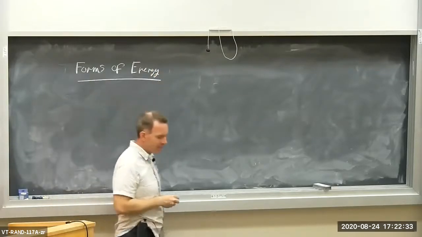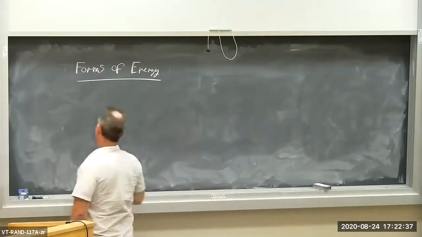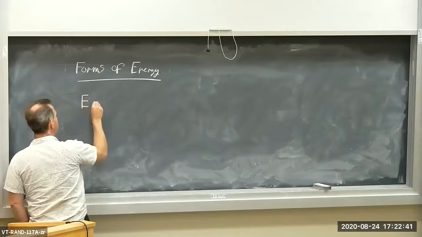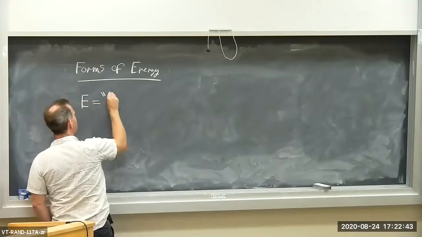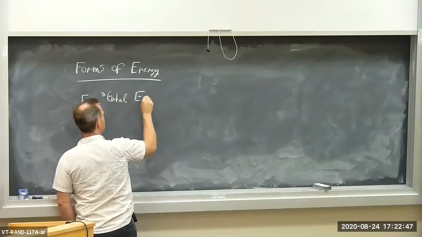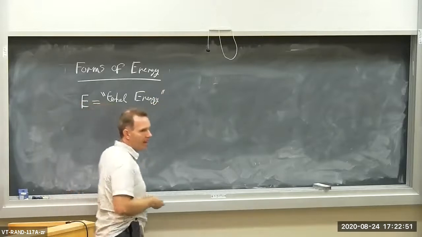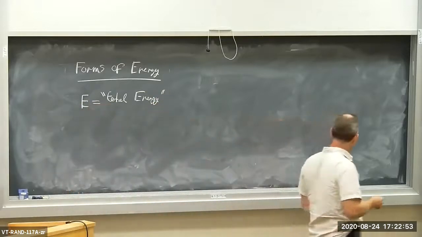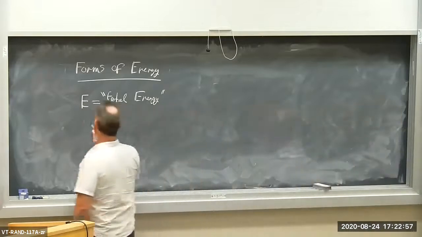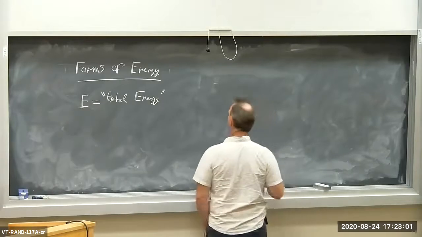Forms of energy. Well, E is total energy, the total energy of a system. Let's say a given quantity of mass. Now, E has many different ingredients. Total energy has many different ingredients.